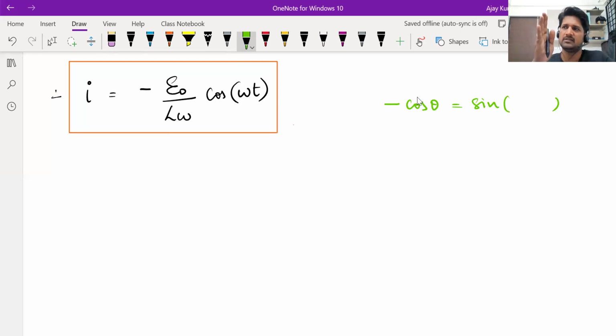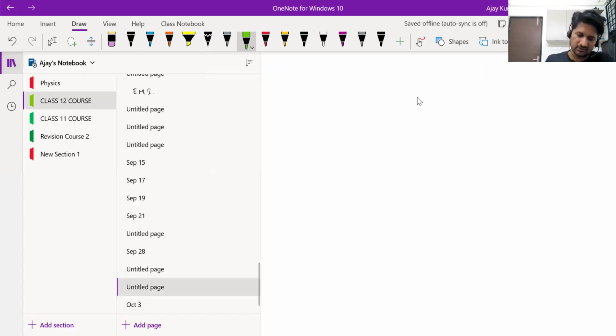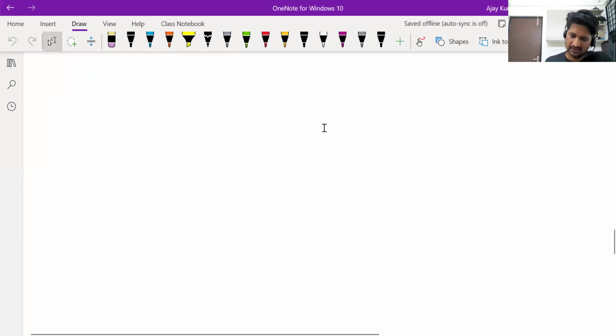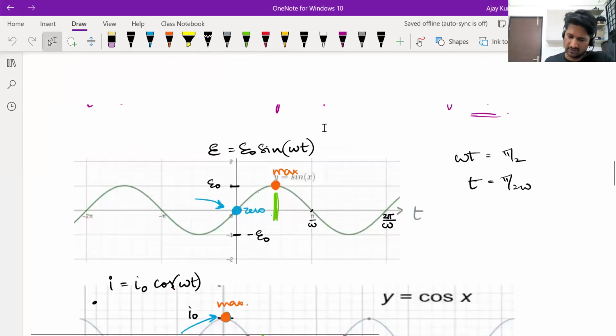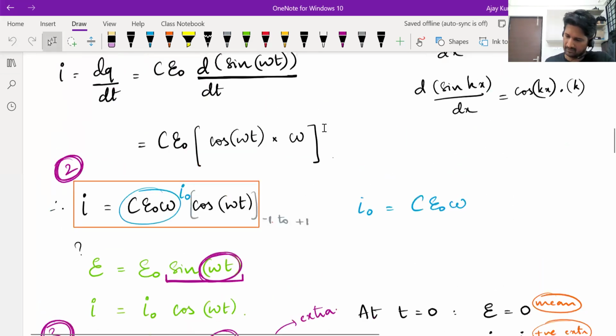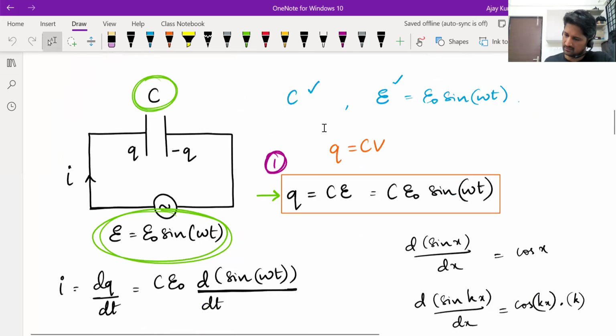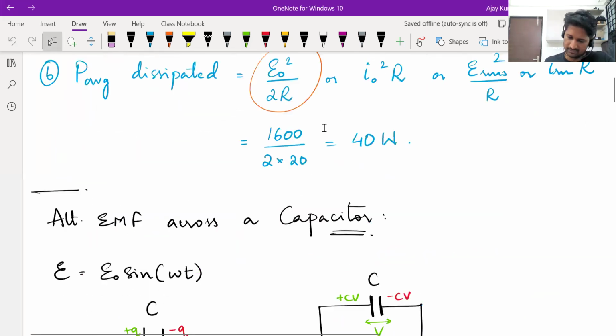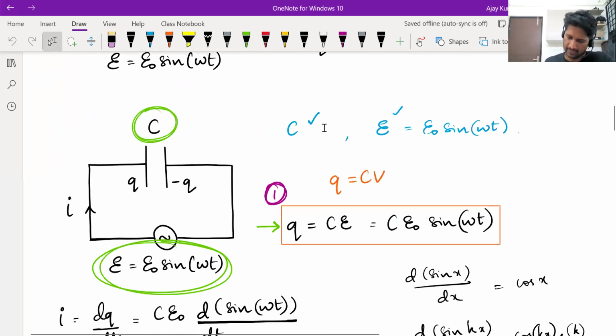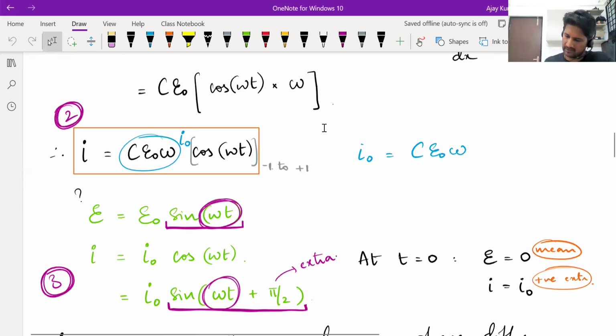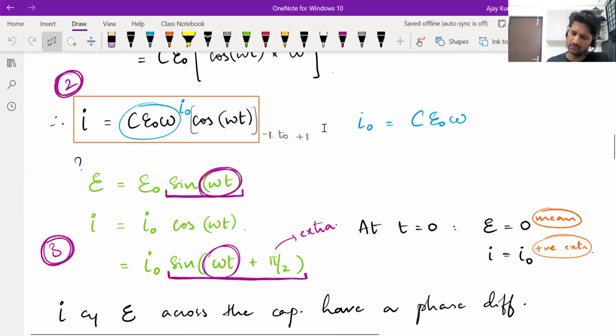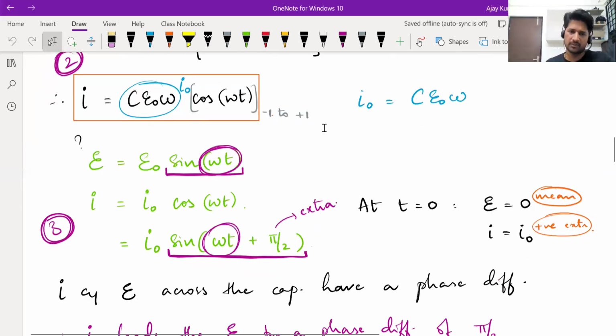Because sine of 90 plus theta takes the angle to the second quadrant, and in the second quadrant, sine is positive. In fact, that is what we did in the case of the capacitor. In the case of the capacitor, we got the current as a cos function, and you said cos theta is sine of theta plus pi by 2. That's why the current had an extra phase of pi by 2.